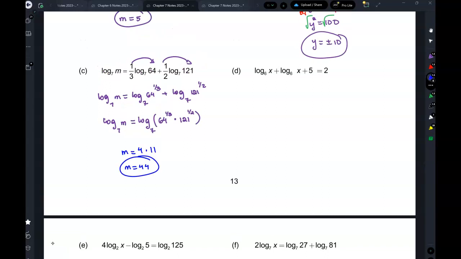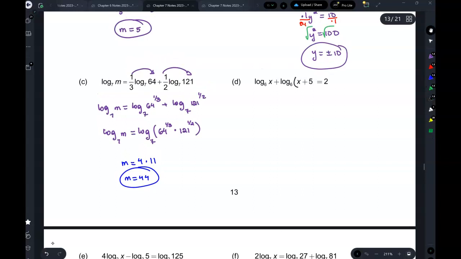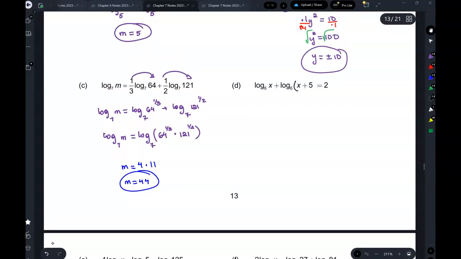All right, here. I believe there is a parenthesis missing here. Why is it doing this? Okay, so here we go.